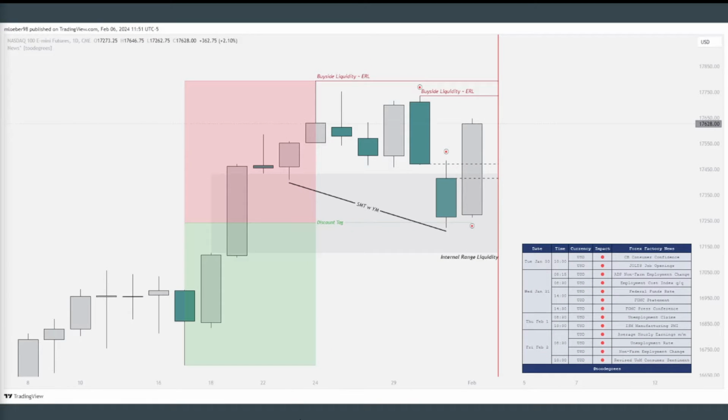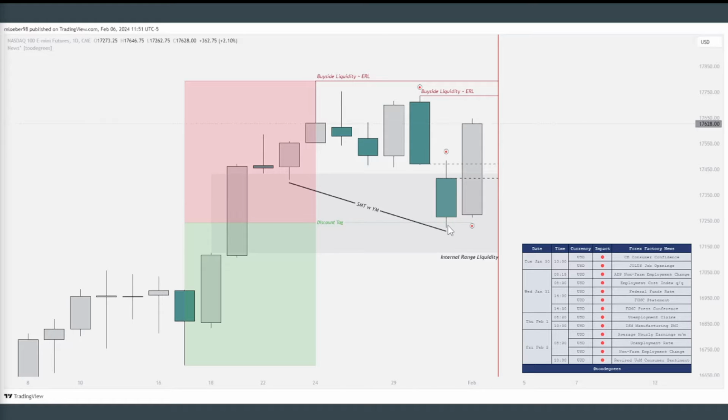So here are my annotations on the NASDAQ, and a quick shout out to 2 Degrees for his economic calendar indicator on TradingView. We have NFP on Friday, and this is Monday, Tuesday, Wednesday, and Thursday's price action. You can see that on Wednesday we had the FOMC statement, and on that Wednesday, price dropped into discount of this daily dealing range.